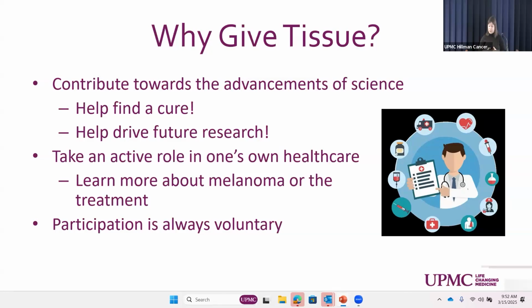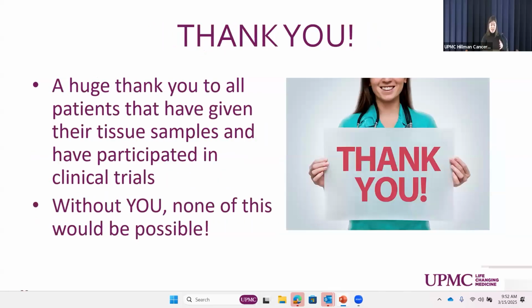You can help drive future research. You can take an active role in your healthcare and learn more about melanoma and the treatments. And this, as Dr. Najjar pointed out, is always voluntary, so you can always withdraw your participation. With that, thank you to everyone who's participated in our trials and given tissue for our tissue banks. Without you, none of this is possible.